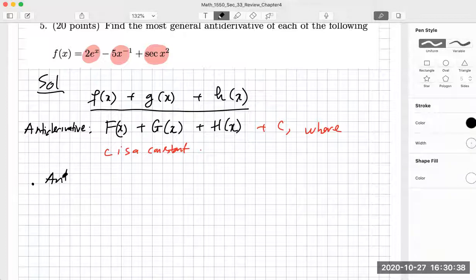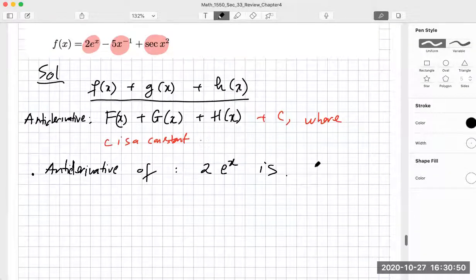So the antiderivative of 2e to the x is, what is it? Yes, it would just be the same thing, wouldn't it? Perfect. Yeah, 2e to the x. Good job.